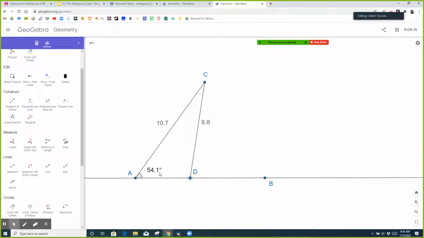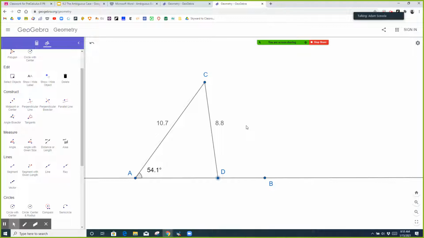Or maybe notice how the angles are 54 degrees, and then the sides are 10.7 and 8.8. All right, you can actually make two triangles like that. So you can make two triangles with a 54-degree angle and a 10.7 unit length side and an 8.8 length side. All right, so that's what it means to be ambiguous. The word ambiguous means unclear.